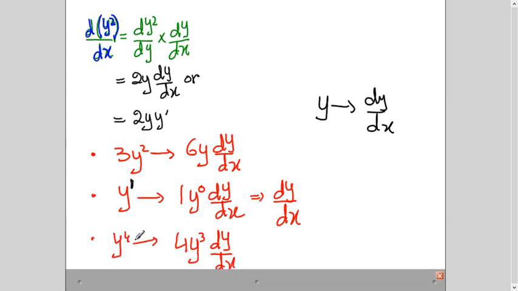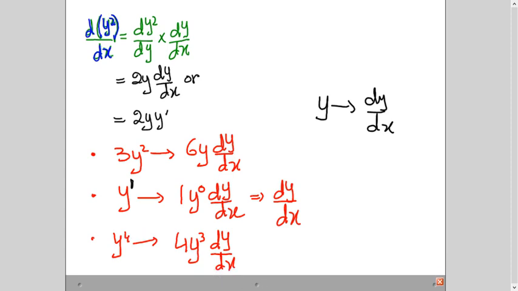So if you have to differentiate y to the power 4, it will be what? 4y cubed dy over dx. I hope you understood this. So let's go to the question.